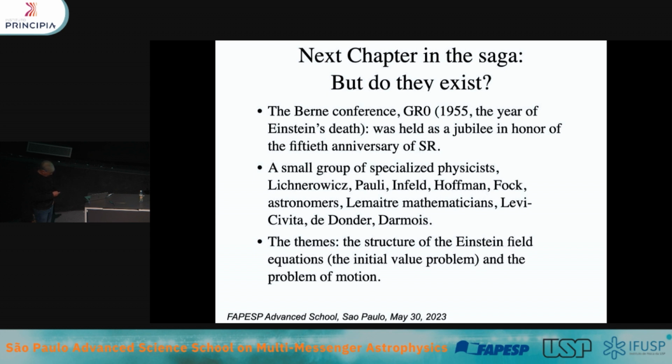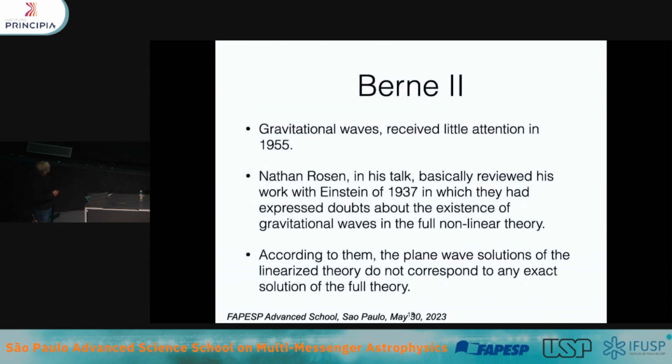But there was not much attention to gravitational waves. Nathan Rosen was participating in the conference, and he basically reviewed the work he did with Einstein, and continued expressing doubts about the existence of gravitational waves in the full nonlinear theory. So whatever they were getting was considered to be non-relevant because it was in a linear approximation. And he also said that the plane wave solutions of the linear theory do not correspond to any exact solution of the full theory.